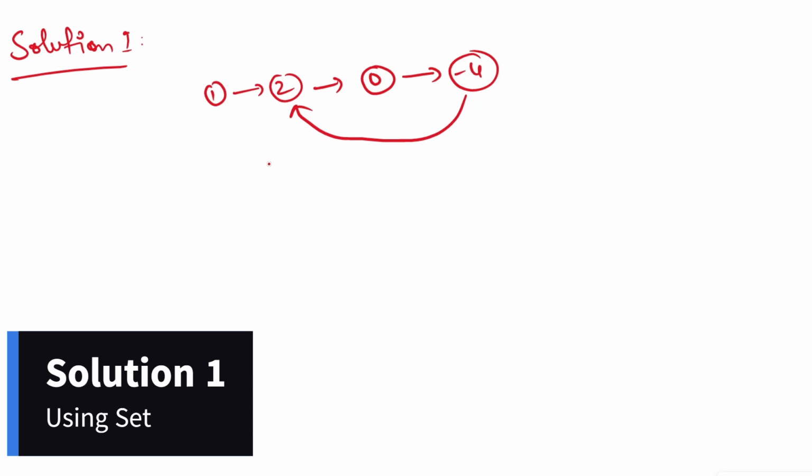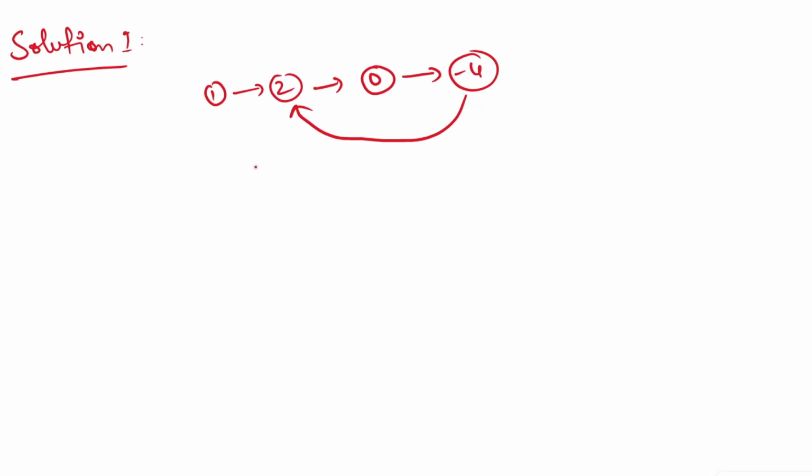Do you remember the first solution of the linked list cycle detection? Yeah, how we had solved this using a hash set. So what we will do is store the nodes of this linked list in our hash set and check if they are already present or not. Let's do a dry run here. So first I will traverse from 1. 1 is not in my set, so I will place it here.